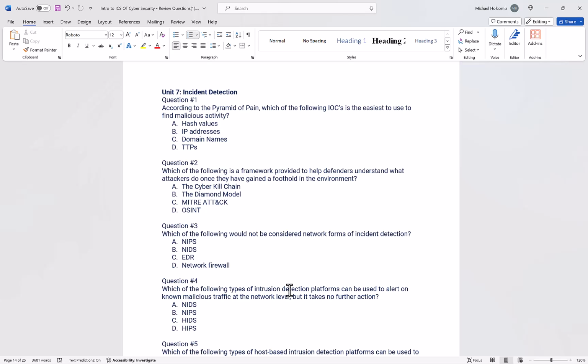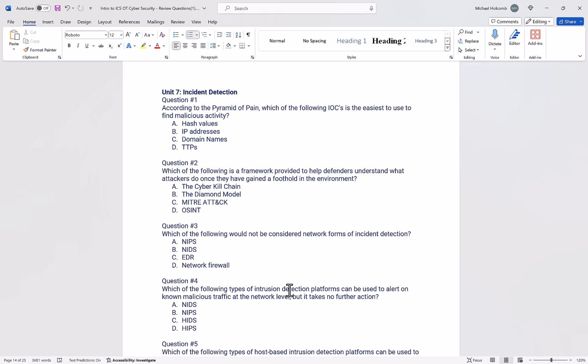Question 3, which of the following would not be considered network forms of incident detection? This kind of threw a lot of acronyms in here. I guess I was trying to be tricky. So what these are, right? We had network-based intrusion prevention systems. So those are network-based appliances, so that would be a network form. Same thing with network-based intrusion detection systems, right? Once prevention is active, detection is passive, right?